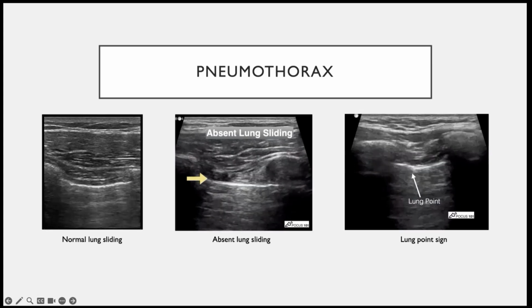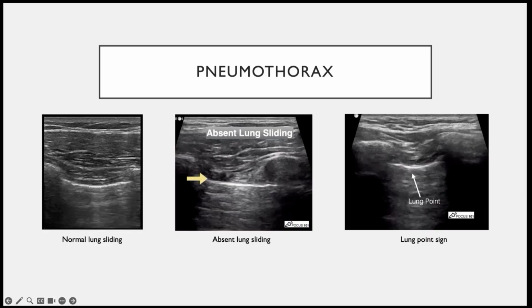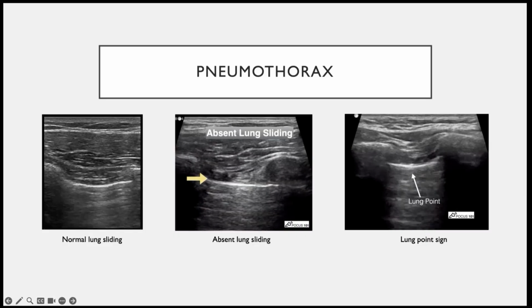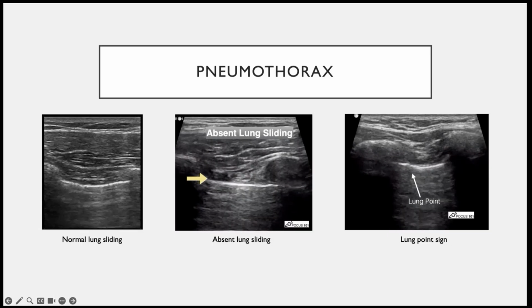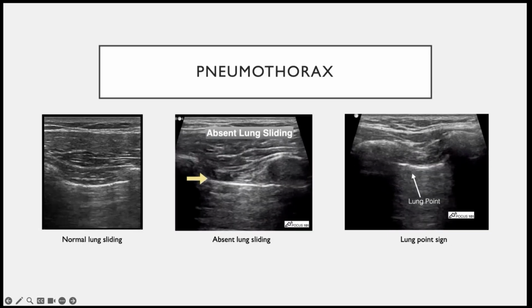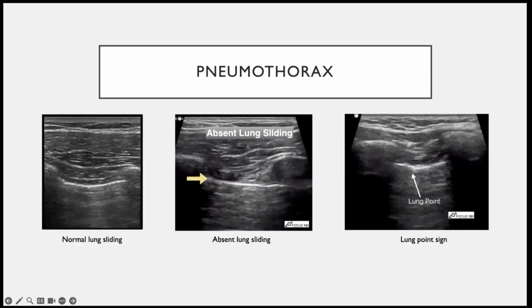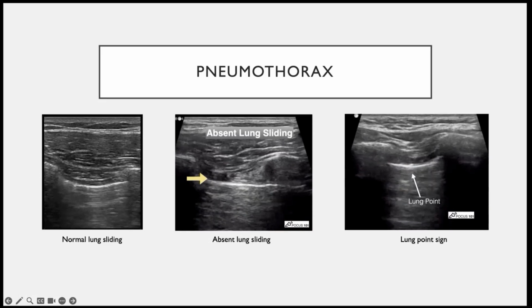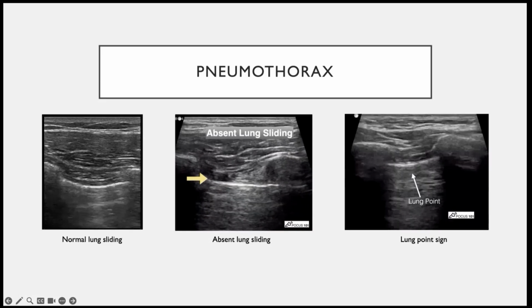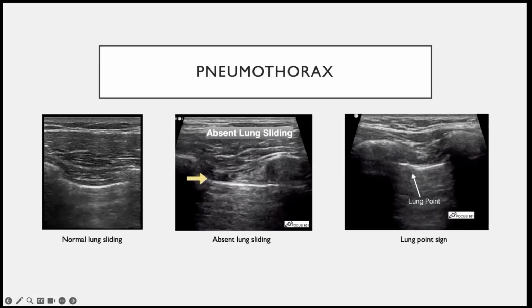If you see the absence of lung sliding on your exam, just remember that it doesn't necessarily mean that there's a pneumothorax. There are many other causes of reduced or absent lung sliding in our patients. For example, if there's a large consolidation, or if there's an acute infectious or inflammatory process, different fibrotic lung diseases can cause absence of lung sliding. Even patients on ventilators and intubation can have absence of lung sliding.